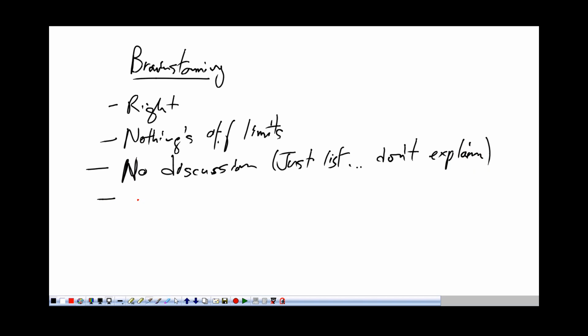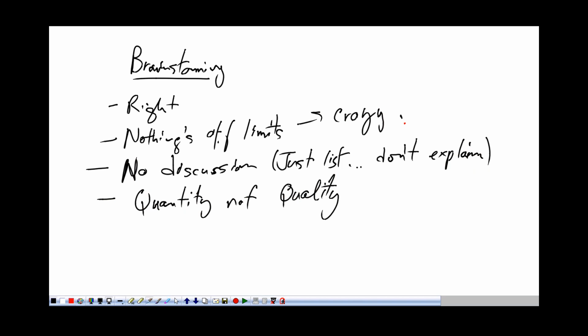Do we want just a couple of good ideas? No, lots of ideas. It's quantity, not quality, right? We're not looking for quality here. We're looking for quantity. And I think to this one, crazy ideas are fine. Okay. Now I'm going to put this separately. I think that we've kind of danced around that. And there's no criticism, right? No criticism of any ideas. All right. So far, this all makes sense.